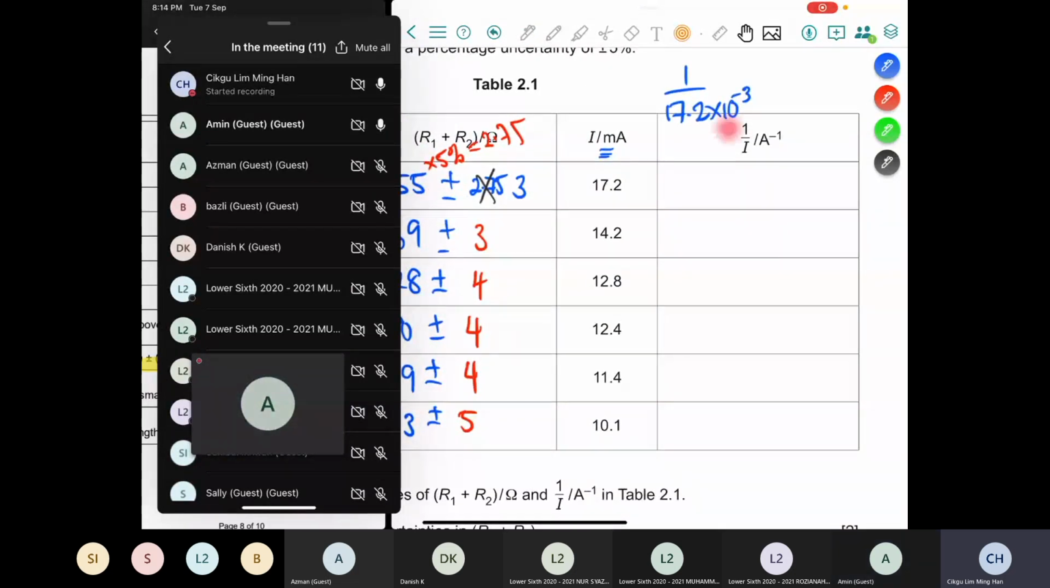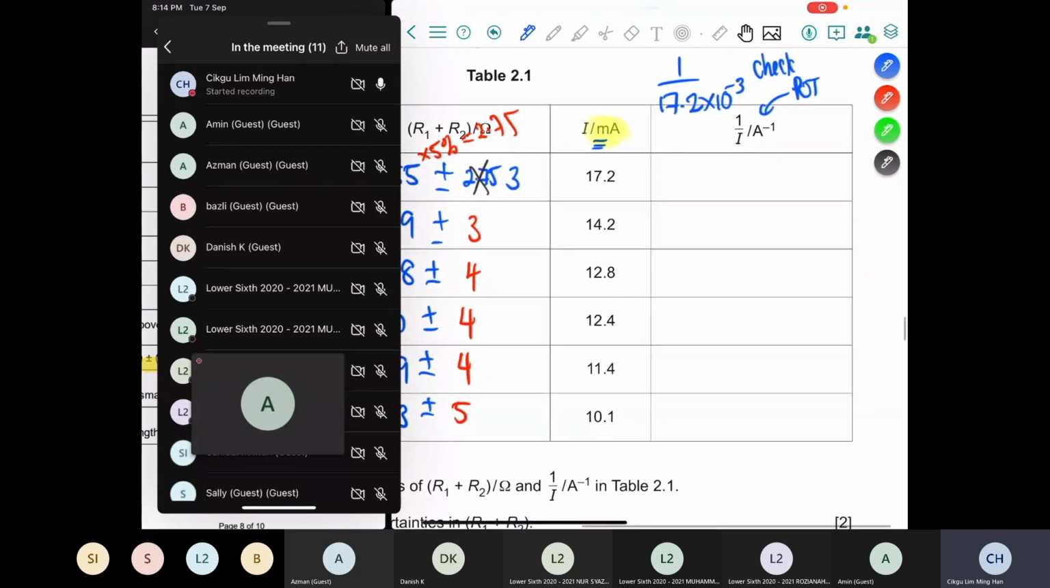So as you can see, you cannot just simply do 1 over 17.5, 1 over 14.2, 1 over 12.8 because of the power of 10. So be careful. Whenever you do this, always check for the power of 10 to avoid losing marks.